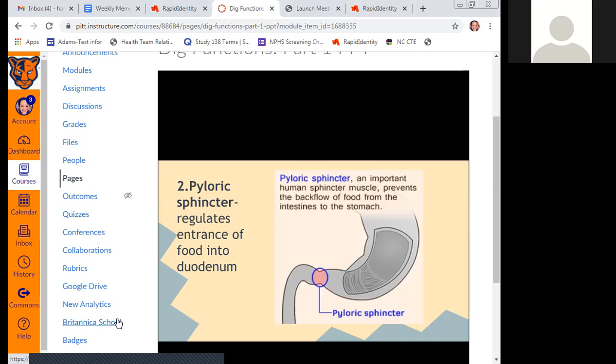Now, I understand that I put small intestines up here under this block, but you do need to know the individual parts of the small intestine. And remember, the small intestine is really, really long. Why do we call it the small intestine though?